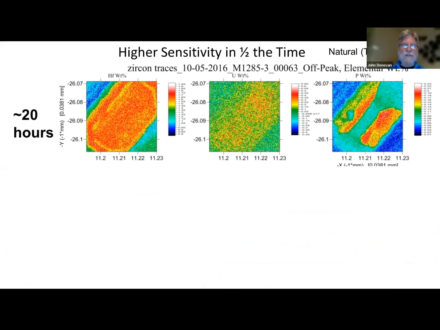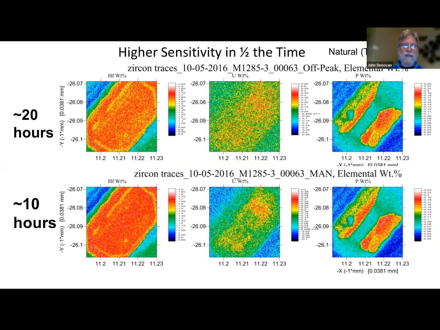And then here's just an example of MAN comparing off-peak. This is the same data. This is off-peak data here, which took 20 hours to measure the on-peak and the off-peaks. And then we took the same data and we threw away the off-peak measurements and just modeled it with mean atomic number. You see, we actually get better statistics.